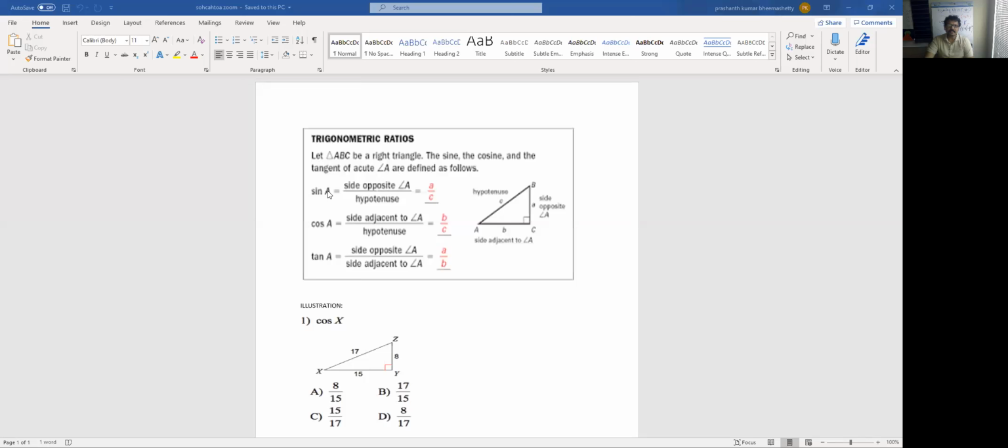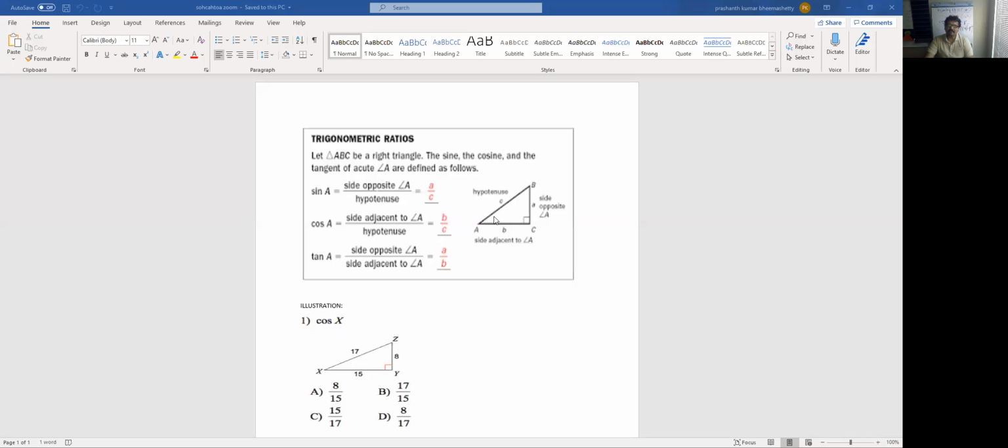So these are the three basic trigonometric ratios. There are actually 6 in total, but these are the basics. So sine A, if you see here, what is A actually? A is an angle of the triangle. We apply these trigonometric ratios only in right angle triangles. That is, one of the angles is 90 degrees in a triangle. We call it a right angle triangle.